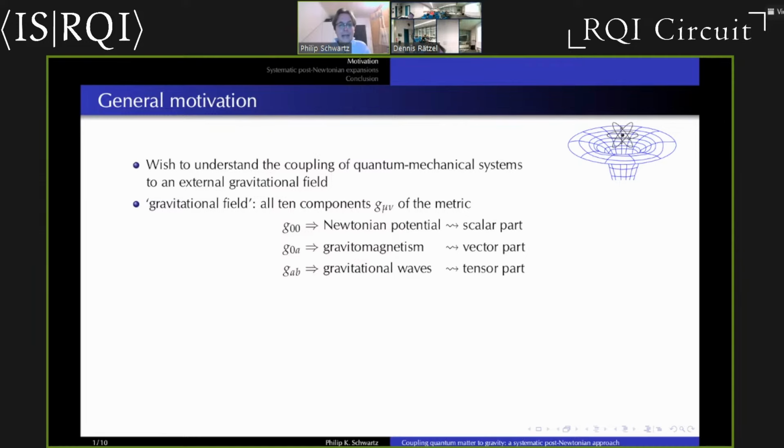Actually, this picture I put there is a little misleading, because it looks like a very big gravitational field, but what we will be interested in are weak gravitational fields.